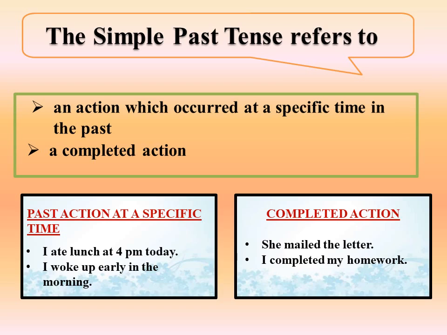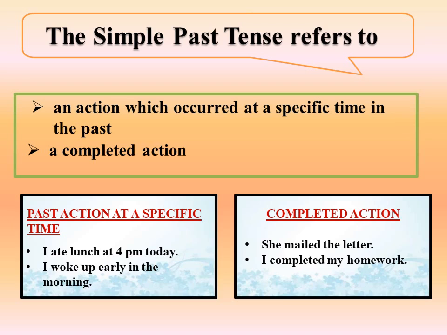I ate lunch at 4 p.m. today. Here, you ate your lunch, but the sentence also says you had your lunch at 4 p.m. The time when you had it has been specified. So, for a past action, the timing of when it happened has been specified. I woke up early in the morning. So, what did you do? You woke up. When did you wake up? Early in the morning. So, the time that you woke up is specified.